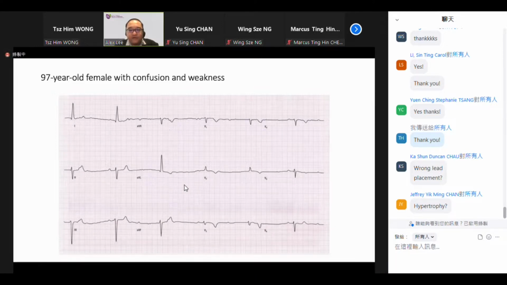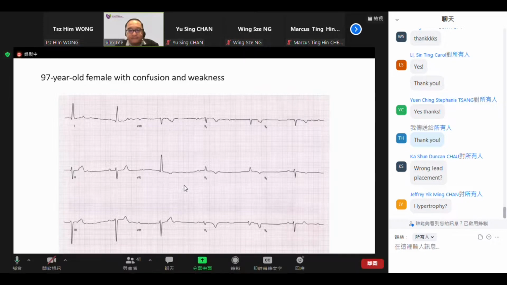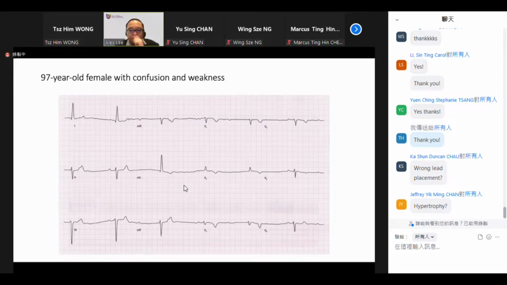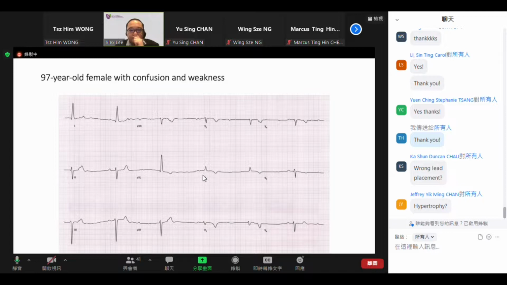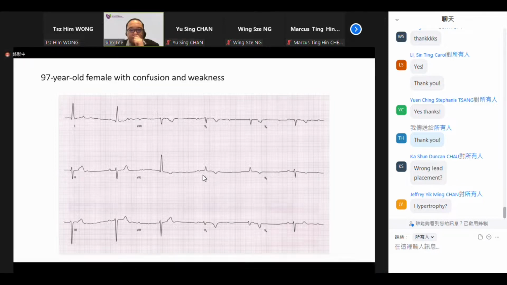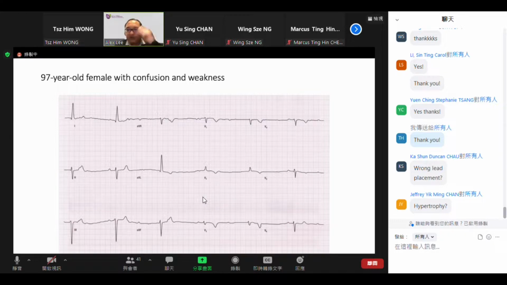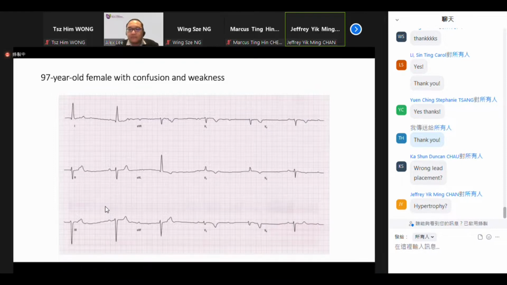Why do you think it's not hypertrophy? It could be. Jeffrey Chan, you asked whether it's hypertrophy. Do you like to comment on this ECG? Jeffrey Chan, can you hear me? Yes. It might not be a hypertrophy because it's quite isolated. Mm. Right.